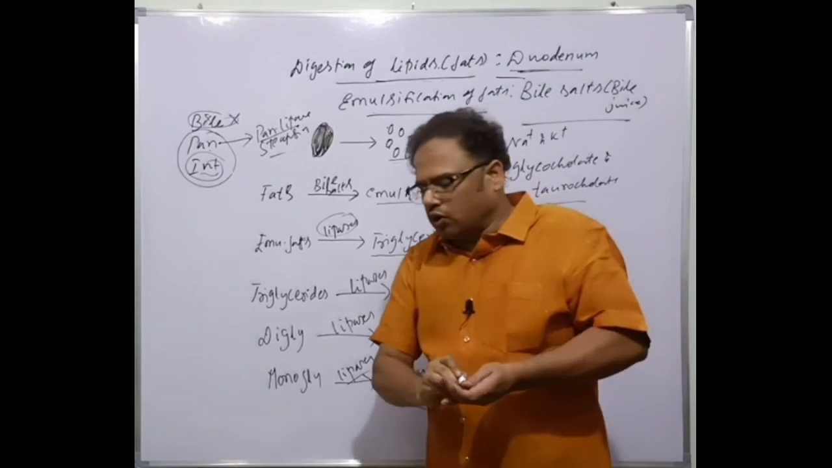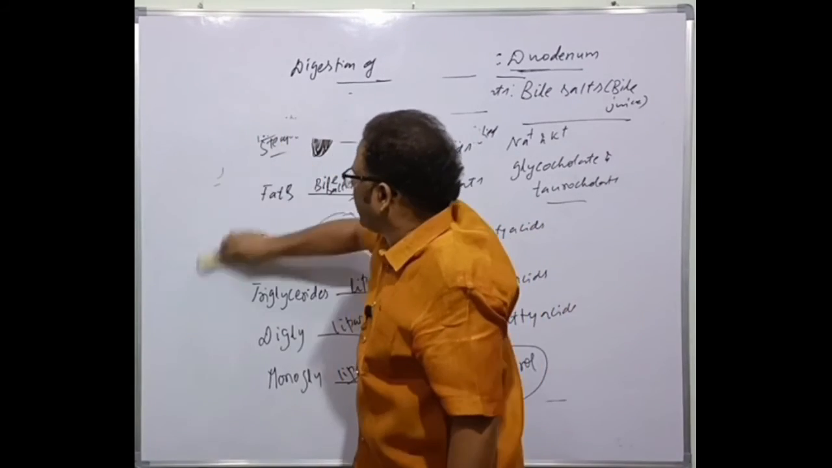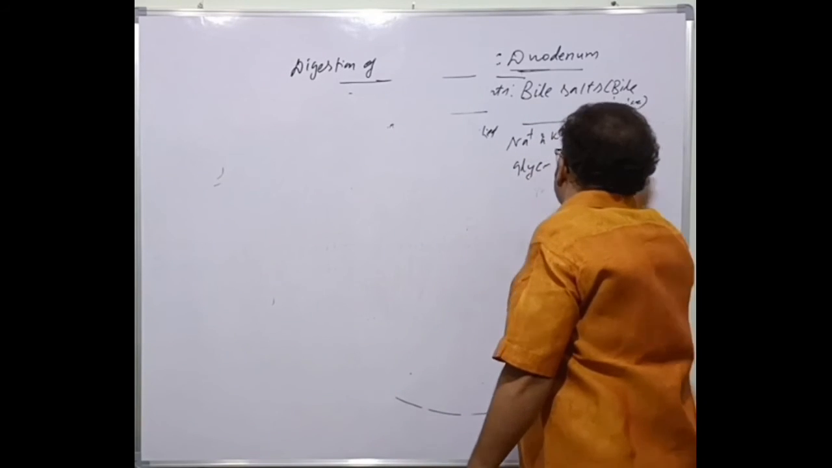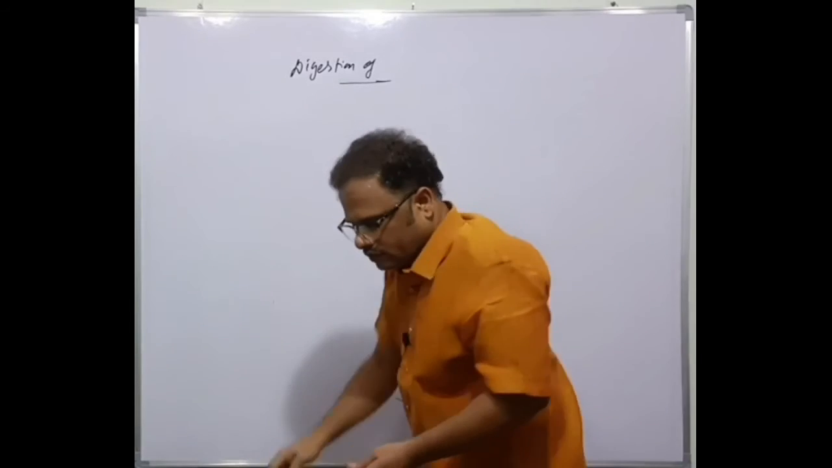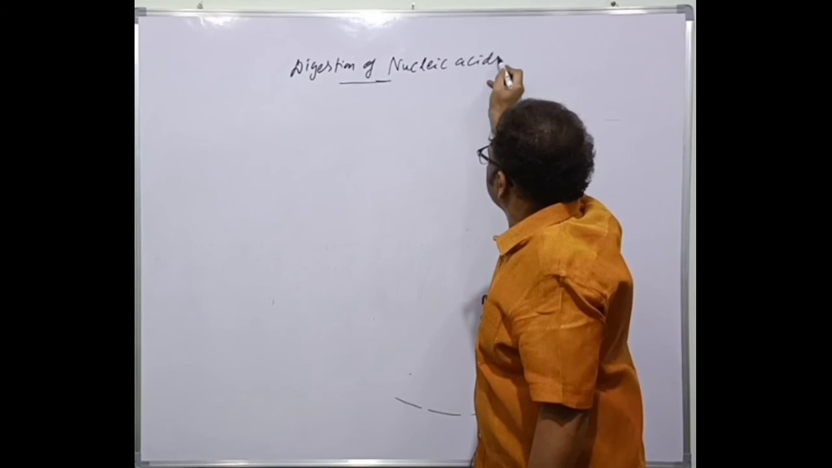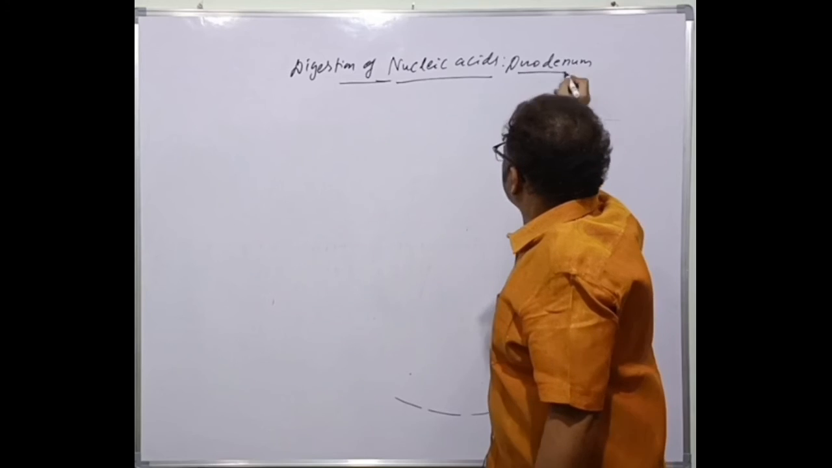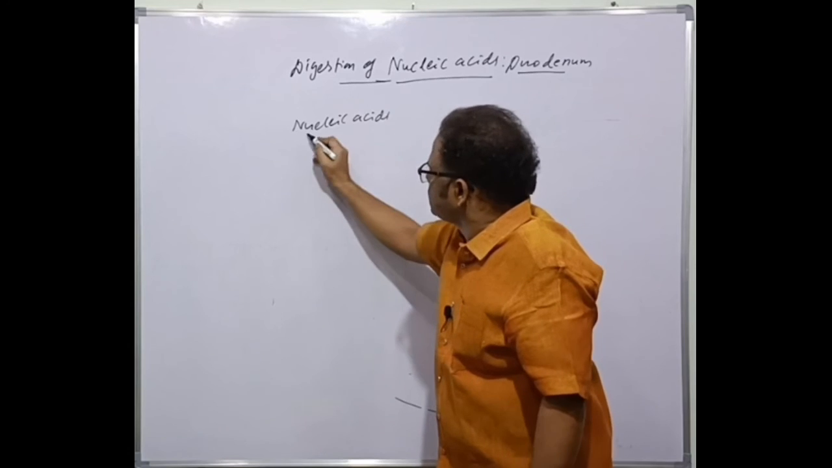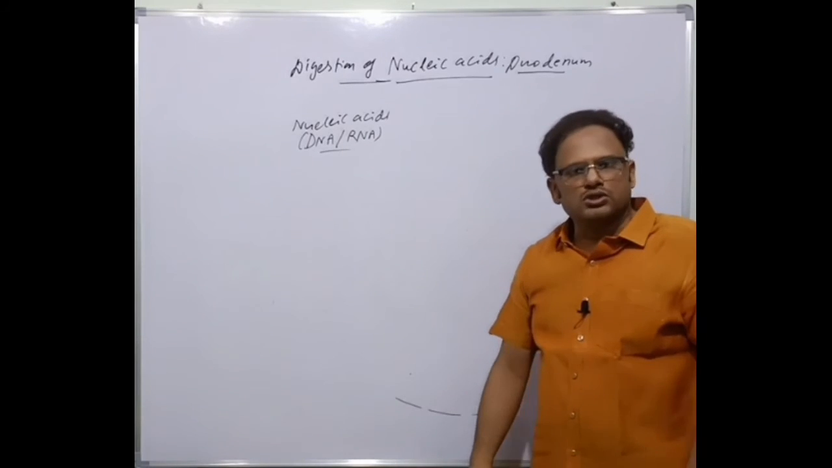Now, the last and fourth part is the digestion of nucleic acids in the duodenum. How does the digestion of nucleic acids occur in the duodenum? Let's discuss now. Digestion of nucleic acids in the duodenum. The nucleic acids are of two different types, DNA and RNA: deoxyribose nucleic acids and ribose nucleic acids.